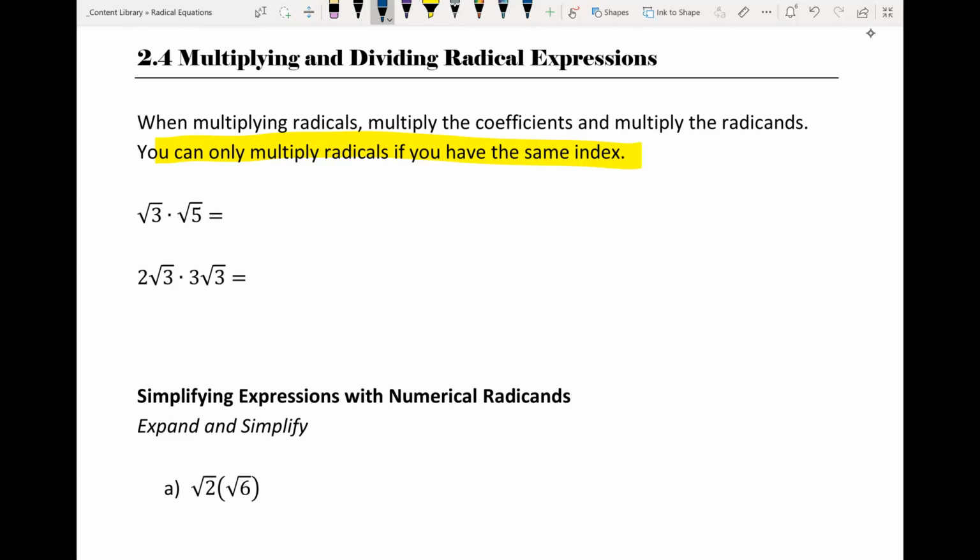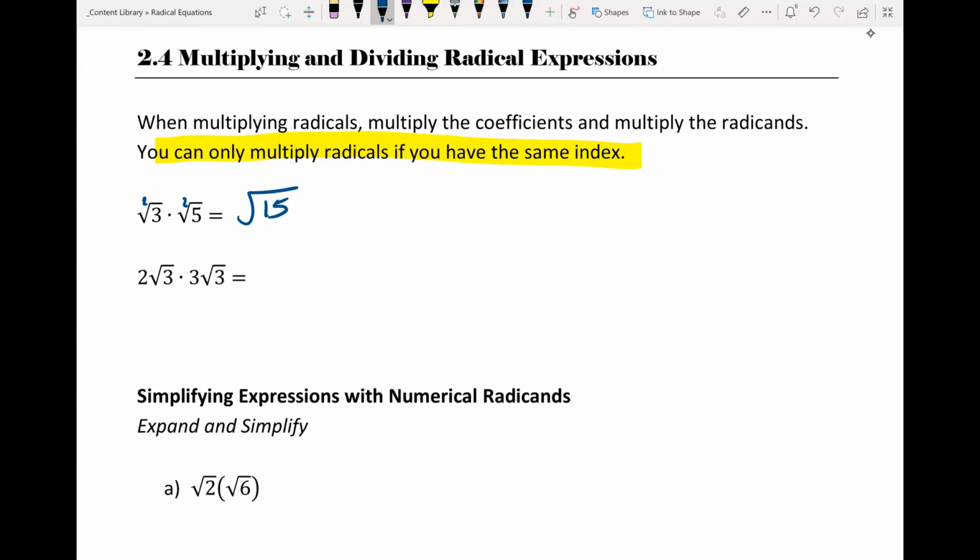For example, root 3 times root 5. We have the same index, which is square rooting. Our radicands are 3 and 5, so we're just going to multiply the radicands together. That's 3 times 5, which is 15, and you leave the square root alone. Let's try the next one.